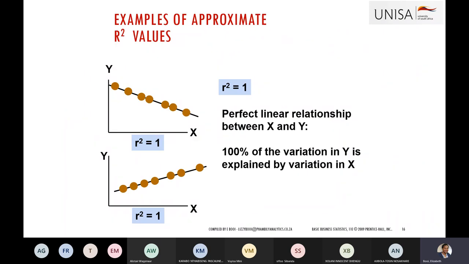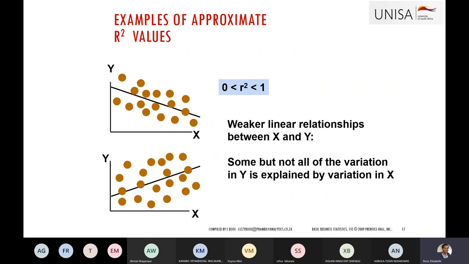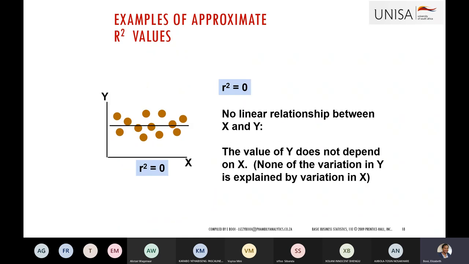Then we also learned how to interpret the coefficient of determination. If R squared is equal to 1, we say it's 100% of the variation in Y is explained by the variation in X. And when it's any value between 0 and 1, we say some but not all of the variation in Y is explained by the variation in X. And if the R value is 0, we say that none of the variation in Y can be explained by the variation in X, or Y does not depend on X. And that is R squared.